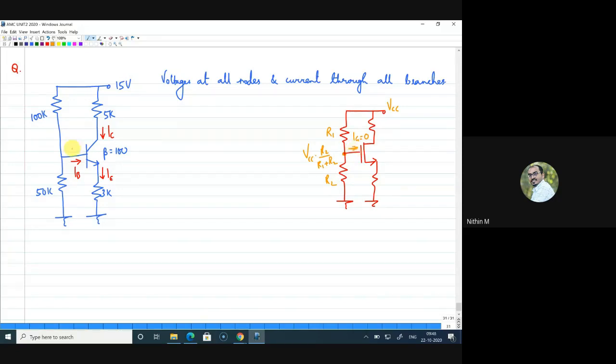But now you have a finite current in the case of BJT, and we cannot directly say that this voltage is 15 into 50k divided by 100 plus 50. Why? Because whenever I do that calculation, this is the sort of calculation I have done for MOSFET. I am just writing that again. This is VCC, this is R1, this is R2.